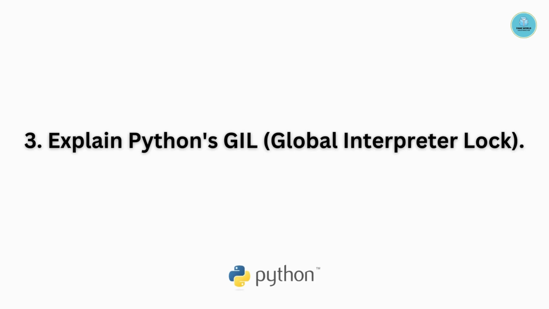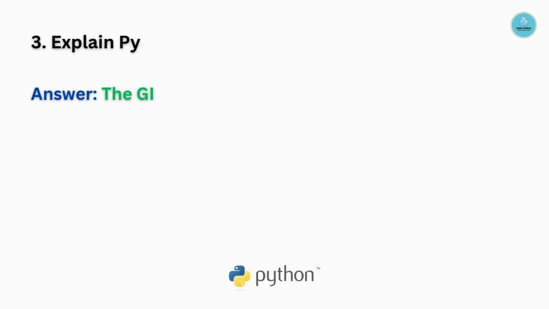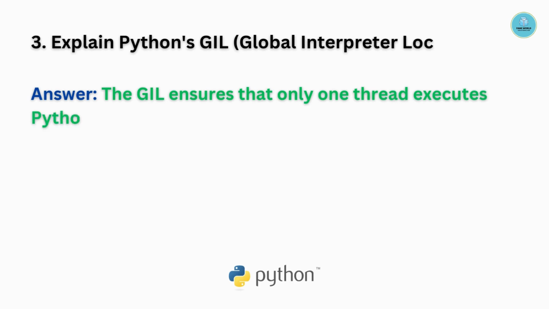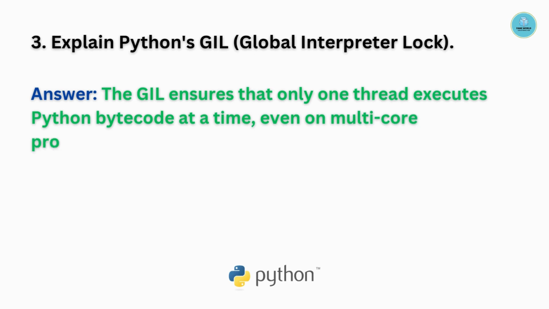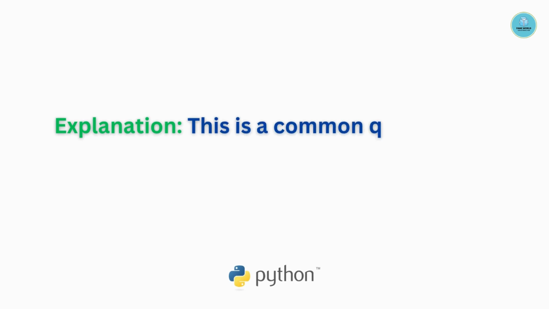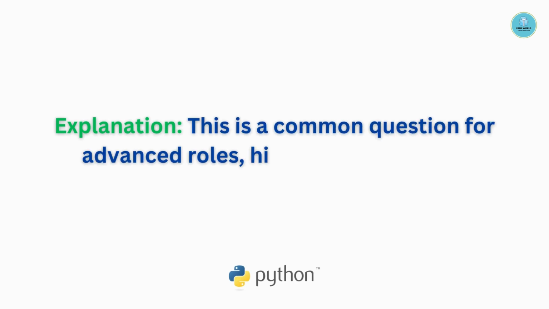Question 3. Explain Python's GIL, that is Global Interpreter Lock. The GIL ensures that only one thread executes Python bytecode at a time, even on multi-core processors. It simplifies memory management but limits multi-threading performance. This is a common question for advanced roles, highlighting Python's threading limitation.